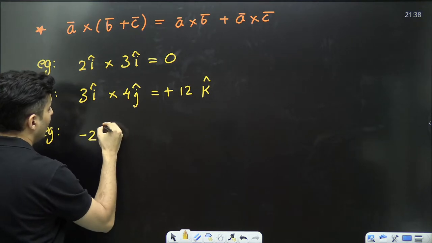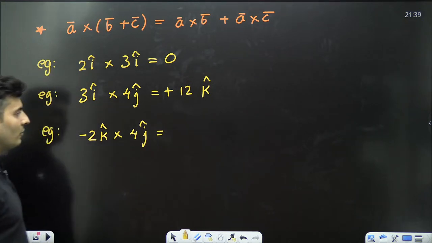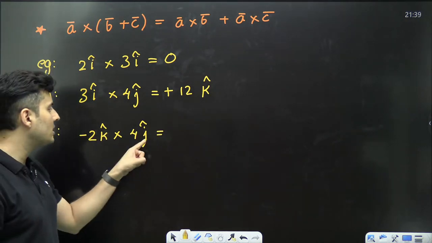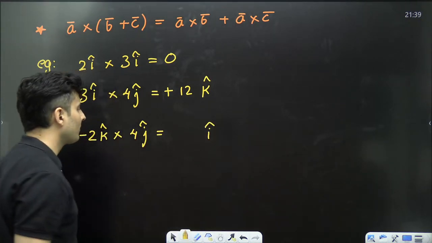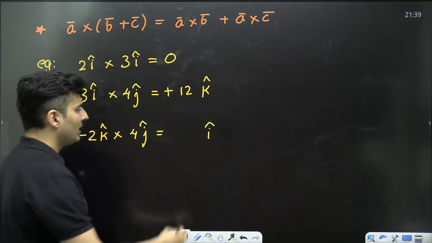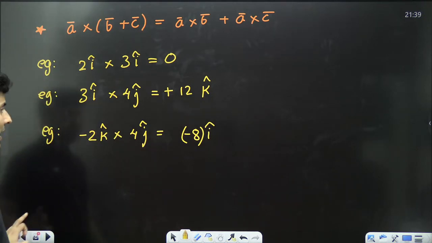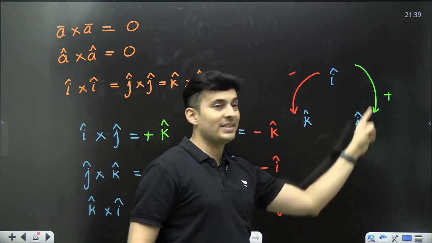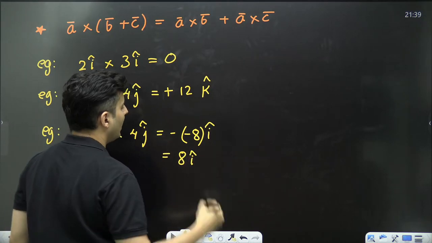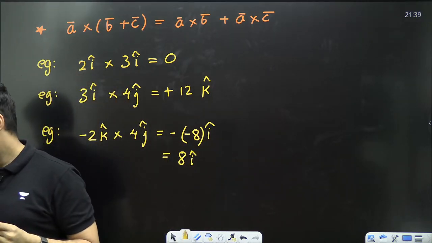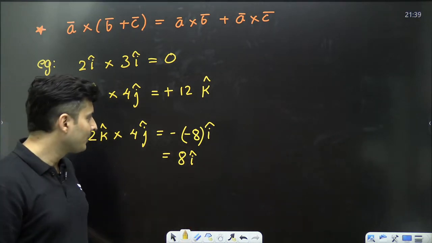Minus 2k cross 4j. What do you think is the answer for this? First go like this: K, J. What is remaining? K, J, and I, so I is remaining. Next, minus 2 into 4 is minus 8. Next, K into J, what will be the sign? Go back. K into J, anti-clockwise, so negative again. So put a minus sign. So it will be plus 8 I cap. Minus minus becomes plus. Some of you are putting that minus sign extra. Guys, be careful. Great.